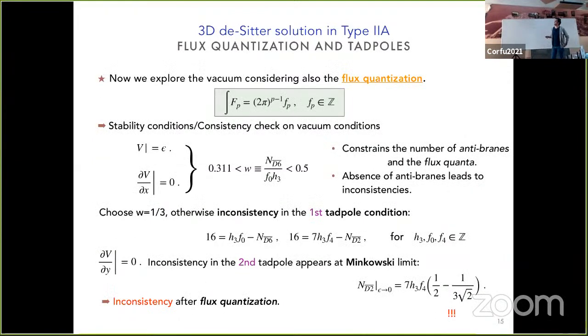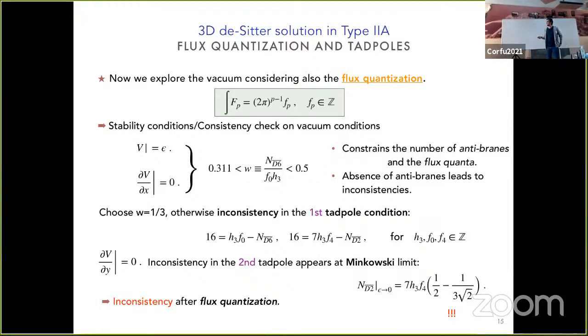So now we want to check the flux quantization and also the critical points of the vacuum, and we see that the critical points put really strong constraints on the number of the branes and the fluxes. So we treat the tadpole conditions considering also the flux quantization, and here 16 corresponds to the number of O6 planes, and it seems that there is no problem with the first condition if we take W, this fraction here, to be 1/3. But we have a problem with this tadpole condition here, because when we extremize the potential in terms of Y and take the limit to small energies, we see that this term here is not an integer.